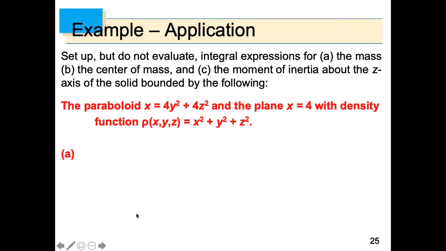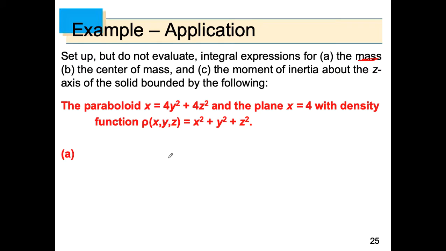I'm going to go ahead and find the mass. Let's start with finding the mass of this paraboloid here. Then we'll do the center of mass. Then we'll do the moment of inertia about the z-axis. So I'll first start by looking at the mass of this paraboloid.